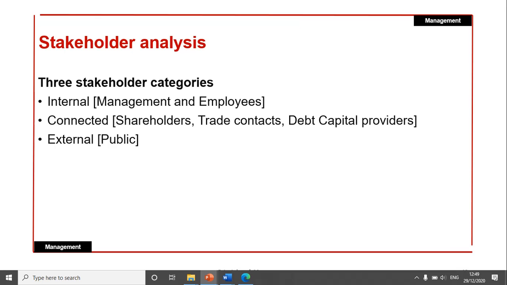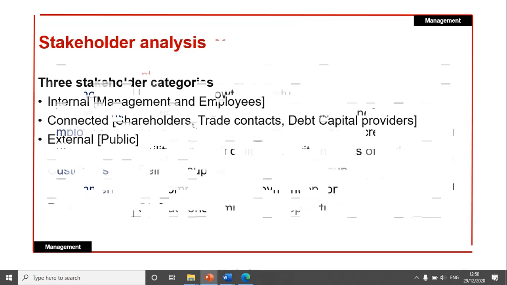So we've got, under our stakeholder analysis on your screen, 3 stakeholder categories. There is what we call internal stakeholders, and this includes the management and staff of, let us say, a business or indeed a college. Think about the second category of stakeholders. We've got connected stakeholders, and these are described as stakeholders who have got beneficial interest in the business. They've invested something in the business. This may include shareholders, trade contacts, debts, capital providers. Then we have got external stakeholders, and these include the public.